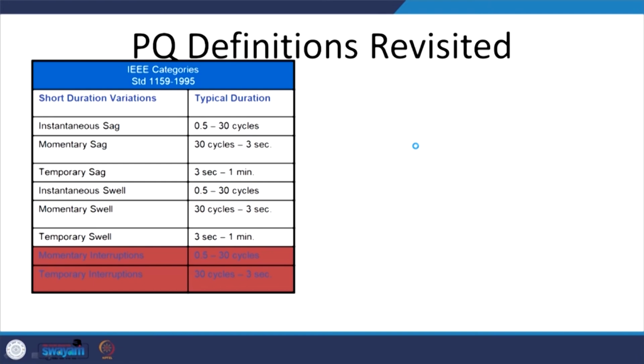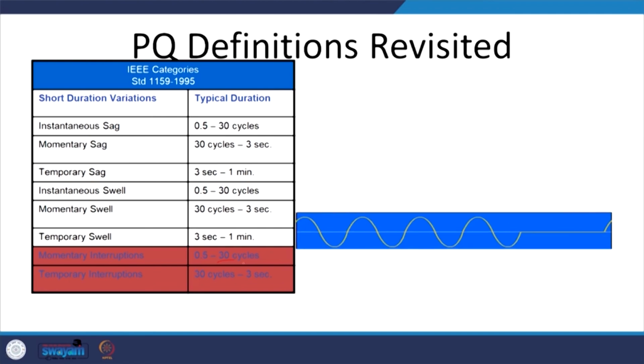Similarly, momentary interruption can be 0.5 to 30 cycles and it can also be 30 cycles to 3 seconds. See that there is a momentary interruption; here I have made it for 2 cycles. If it happens, then it will be categorized as per the IEEE 1159, 1995 standard, as a momentary interruption and a temporary interruption.